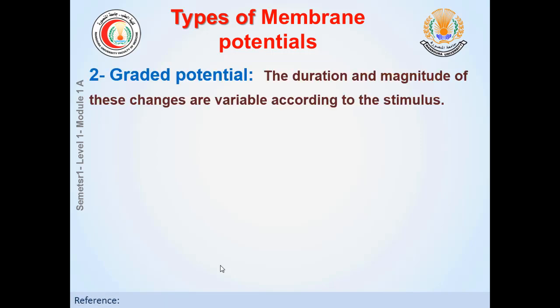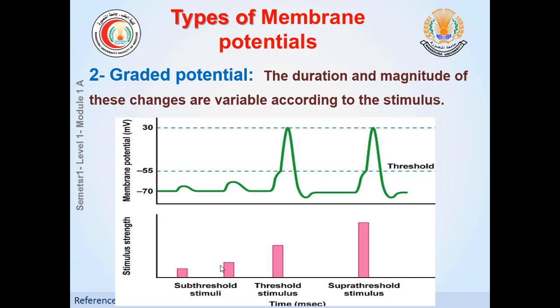Types of membrane potential. Graded potential: the duration and the magnitude of these potentials are variable according to the stimulus. A subthreshold stimulus produces a small local response or small graded potential. When the stimulus reaches the threshold, it produces an action potential. The suprathreshold stimulus also produces an action potential because it reaches the firing level.